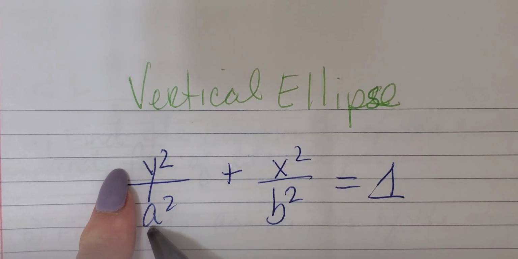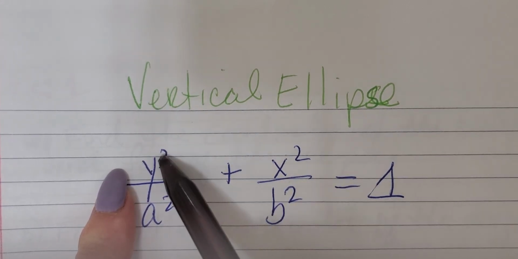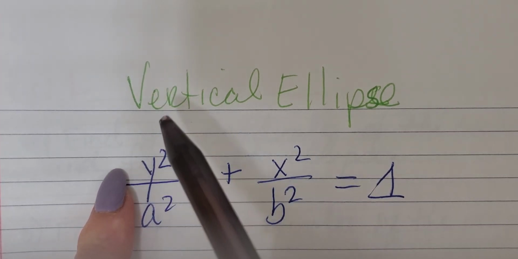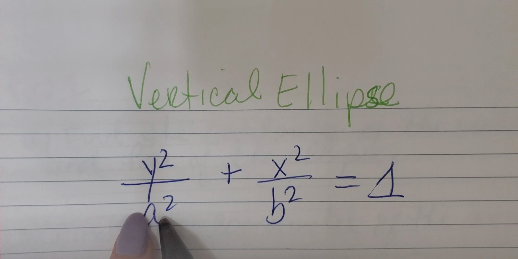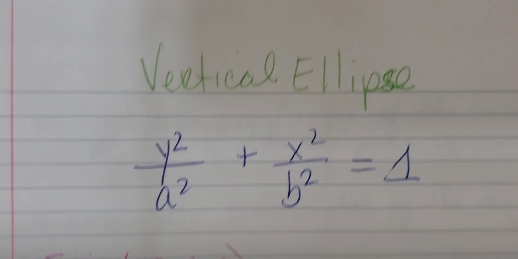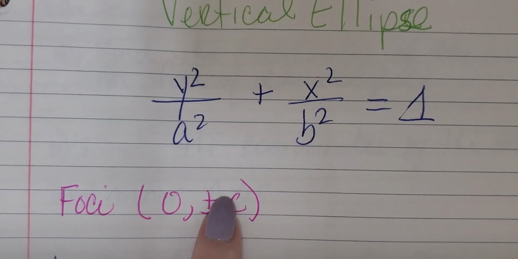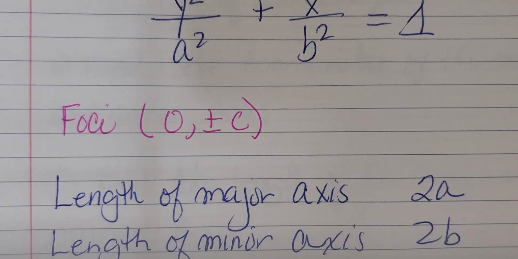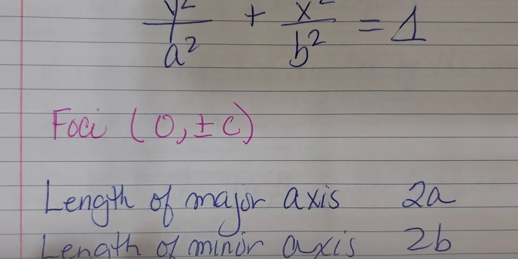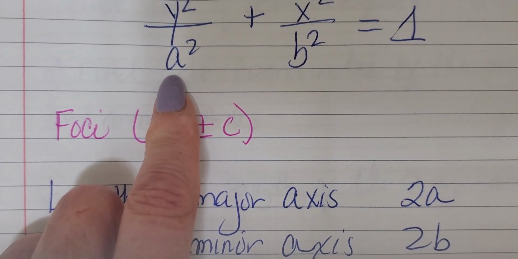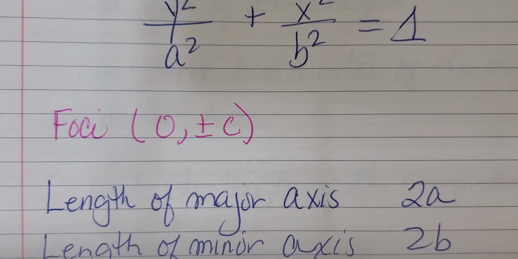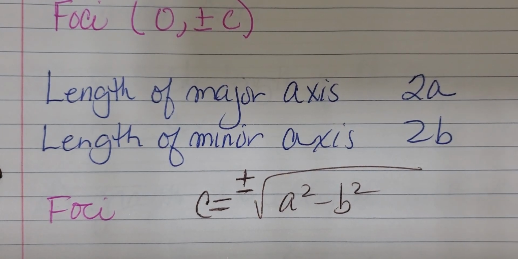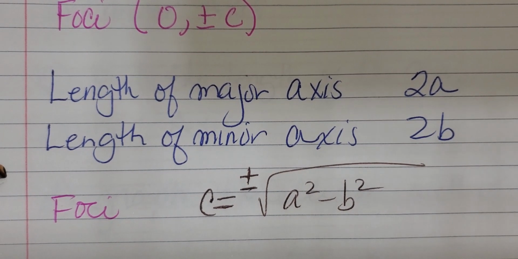A will always be your major. It always goes with the variable that's on the major axis. So because y is coming first, I know that this is the major axis. So the foci points have now shifted to 0, c because it's going to go with the major axis. Again, the length of the major axis is still going to be 2 times a, square root of that. Minor, 2 times b. And again, the foci is going to be plus or minus a squared minus b squared, square rooted.